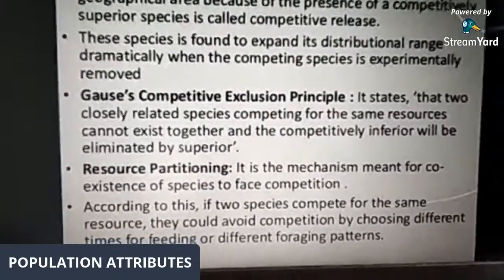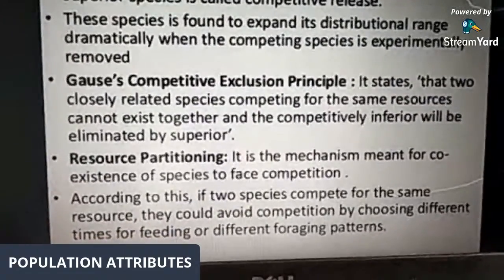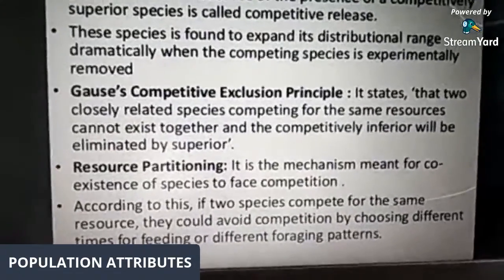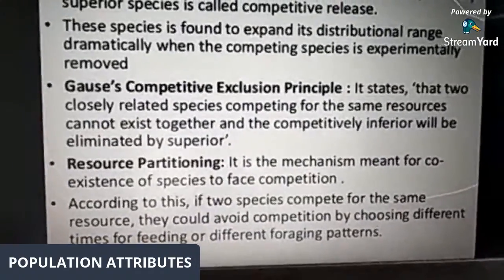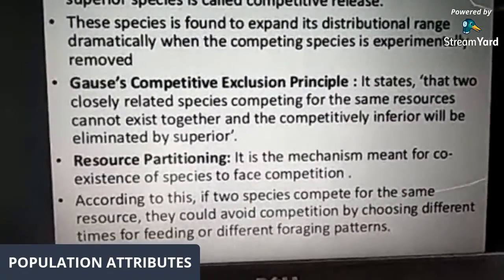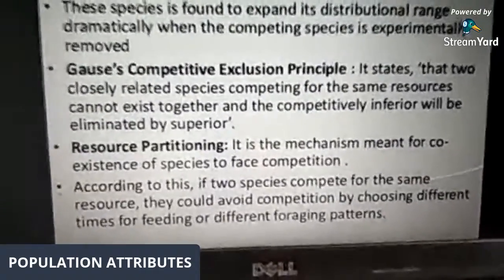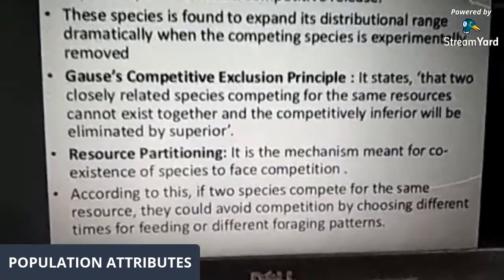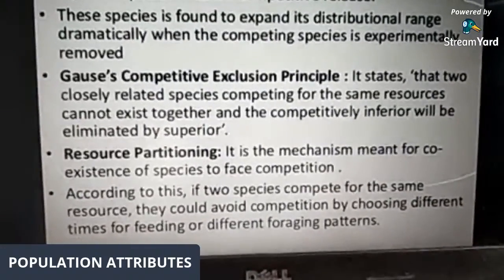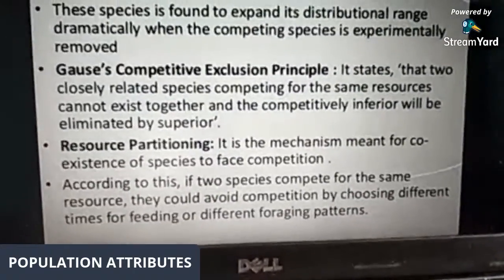Actually, you can say that this is one kind of derivation of Darwin's theory, the struggle for existence and survival of the fittest. Who will be fit, they can survive. Who will not be fit, they cannot survive in the environment. So it states that two closely related species competing for the same resources cannot exist together, and the competitively inferior will be eliminated by the superior.